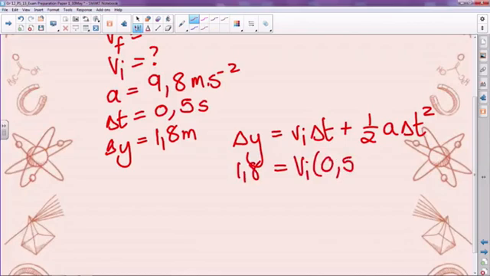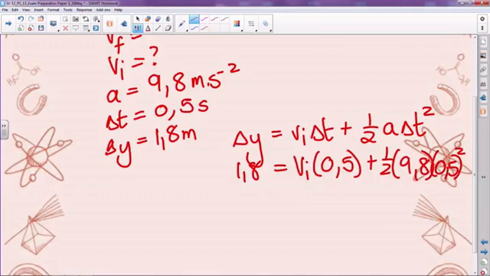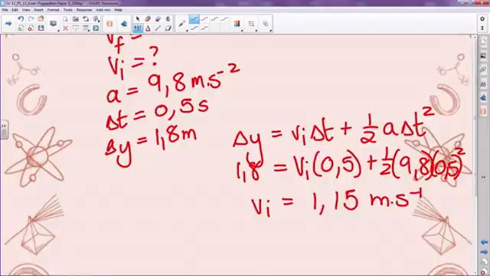That was 0.5. This is a half. 9.8 times 0.5 squared. Guys, just because of time today, I'm not going to do all the maths. Hopefully you can work that out. And VI is 1.15 meters per second. First question, done. We're happy.